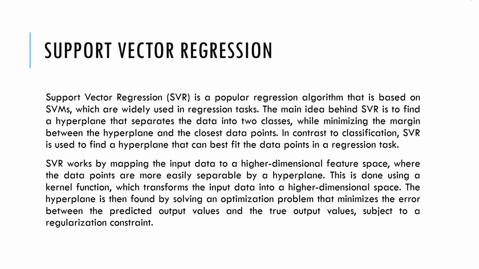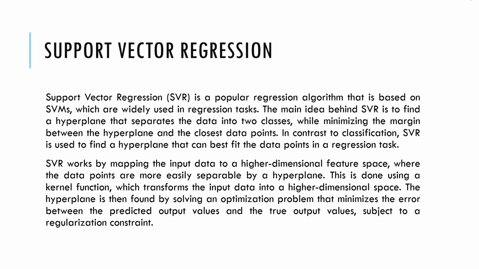Support vector regression. Support vector regression, SVR, is a regression algorithm that helps to find the best line or curve to fit data points in a regression task. It achieves this by separating the data into two classes using a hyperplane and minimizing the distance between the hyperplane and the closest data points. To do this, SVR maps the input data into a higher dimensional space using a kernel function, which makes it easier to separate the data points.